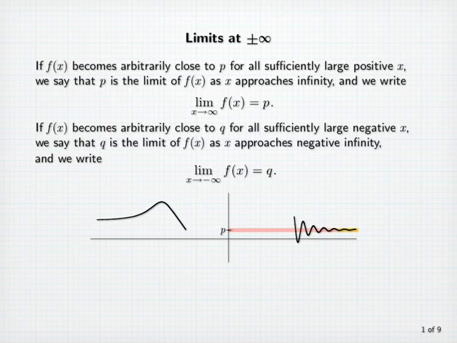All of this essentially means that the function is approximately constant for large positive x. In other words, the graph approaches a horizontal line, which we call a horizontal asymptote. In this case, a rightward horizontal asymptote.